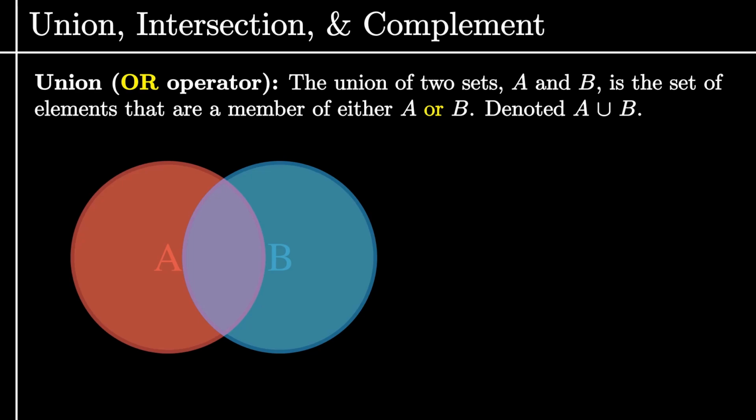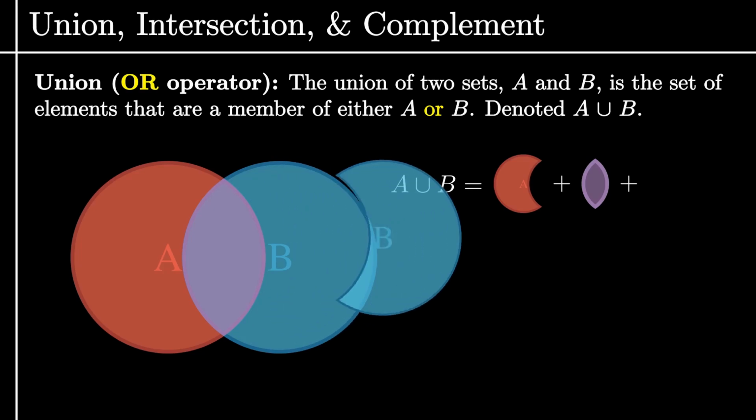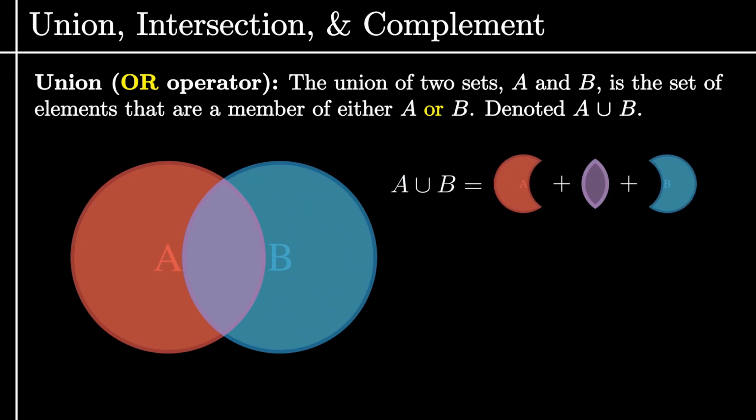In our picture, A union B would be all three regions of our Venn diagram, as each section consists of points of either A or B. The set builder notation for union looks like this, where A union B is the set of all points X such that X is a member of A or a member of B.